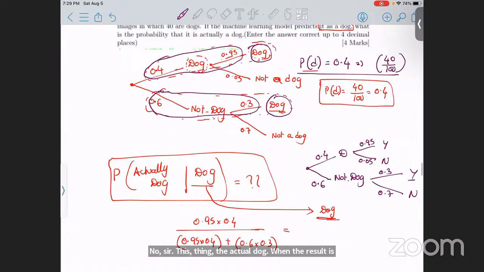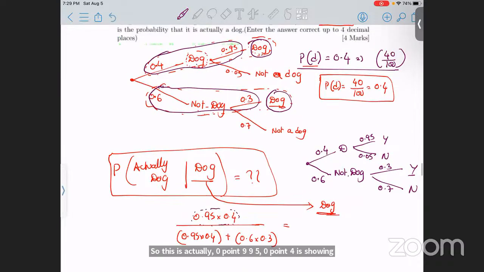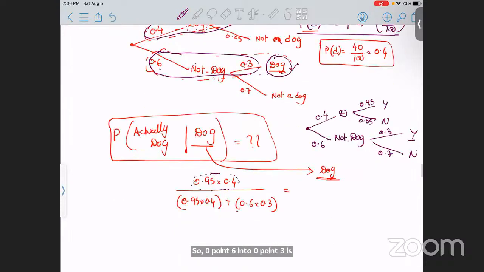Look, the actual dog means it is a dog and it showed as dog. So 0.95 into 0.4 is showing actual dog. But he said already the selected thing is dog. So what are the possibilities of dog? If it is not a dog, but it showed the final outcome as dog, so 0.6 into 0.3 is the case where it shows the final outcome as dog.